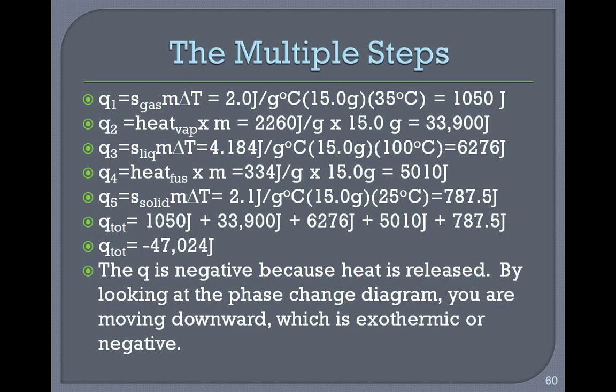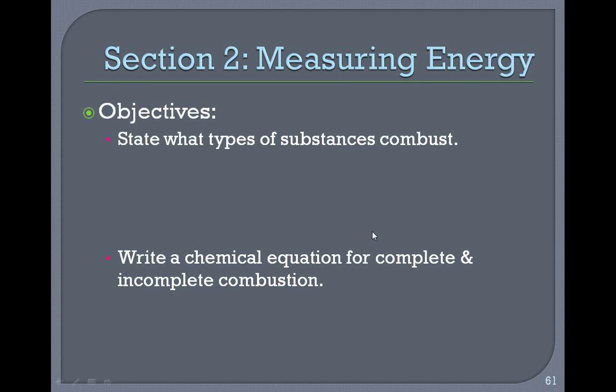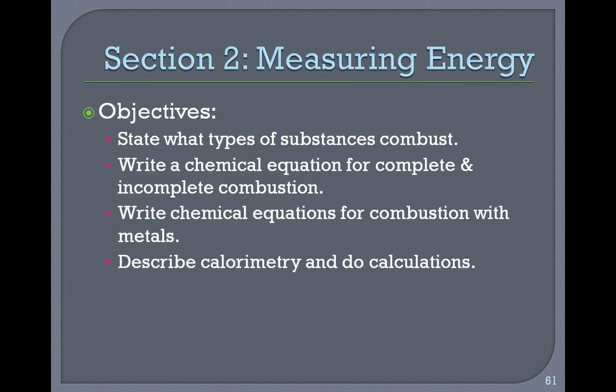At the end, I put on a negative sign because heat is released. We went down the heating curve, and that means energy was released. It was exothermic. I kept all these values here positive just because it was easier for me to keep track of what I was doing.